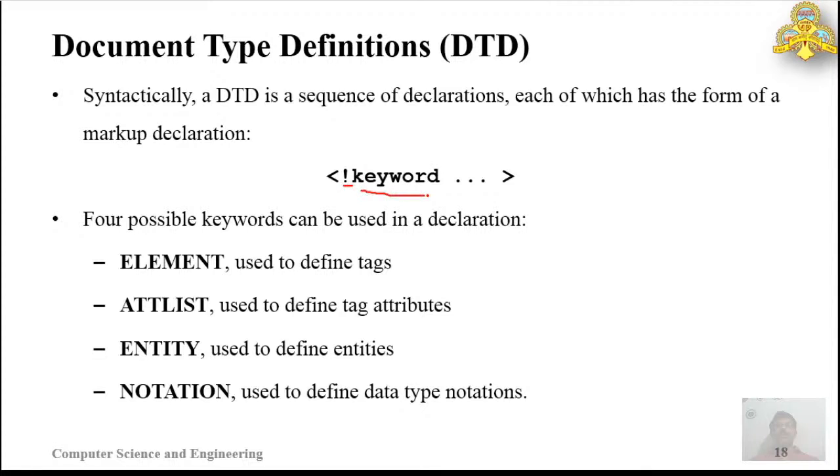An exclamation mark and a keyword. The four possible keywords are: ELEMENT, which is used to define the tag elements in the XML file; ATTLIST, which is used to define the element attributes or tag attributes within the XML file; ENTITY, which is used to define the entities that are linked or embedded with the XML file; and NOTATION, that's for different types of notations. Let's go through element, attribute list and entity in the coming slides.